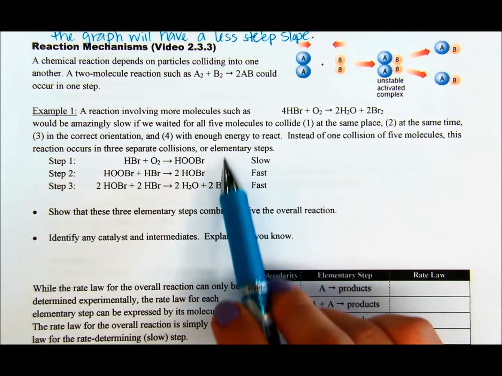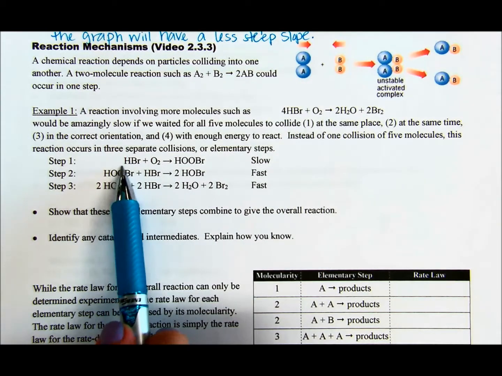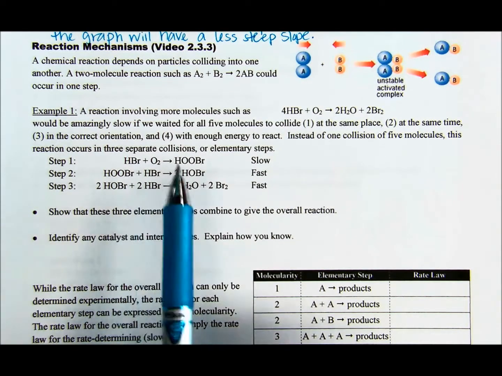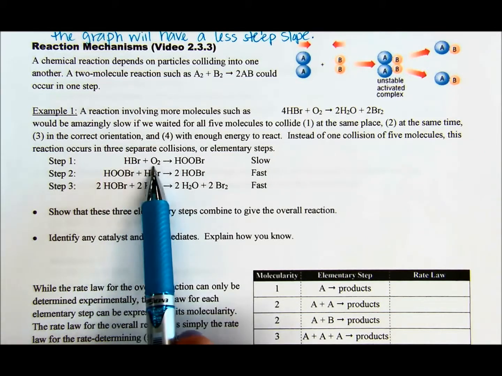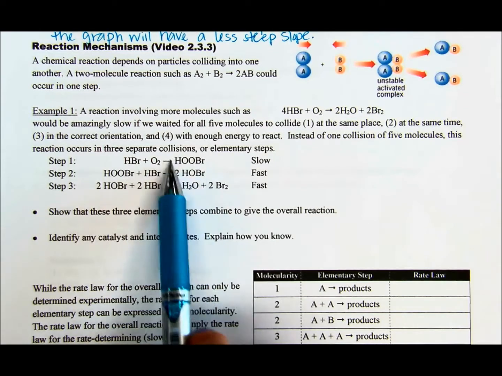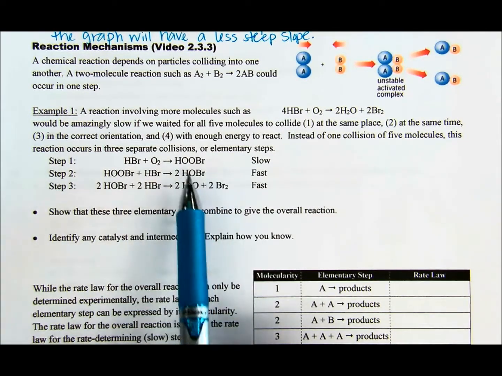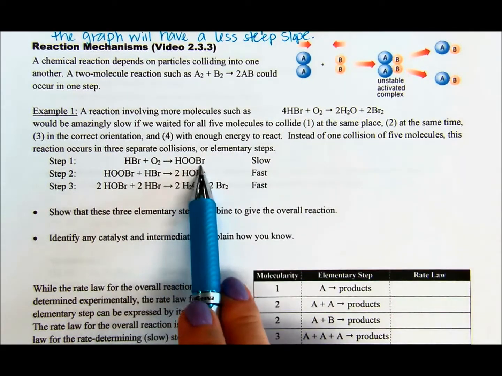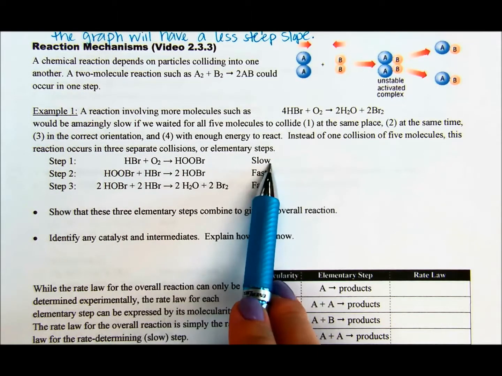And we call those steps elementary steps. So here we are, all our steps broken down. So 1 hydrobromic acid plus 1 O2, these guys collide, and they form some unstable activated complex here called HOOBr. I'm just going to abbreviate it HOOBr, H-O-O-B-R. And that step happens very slowly.